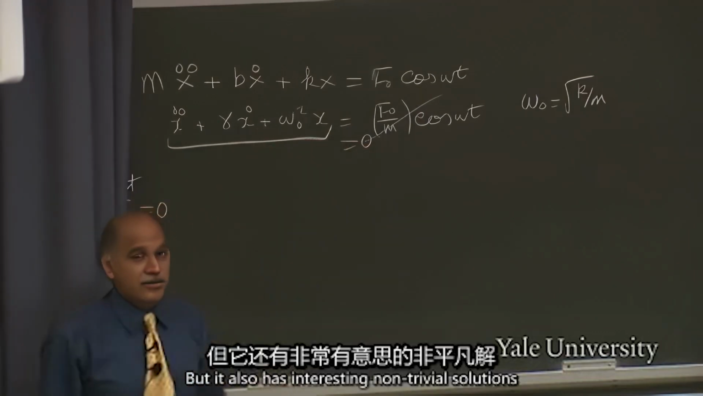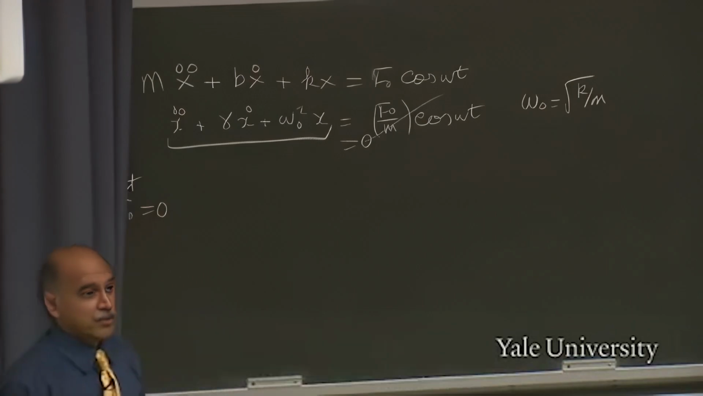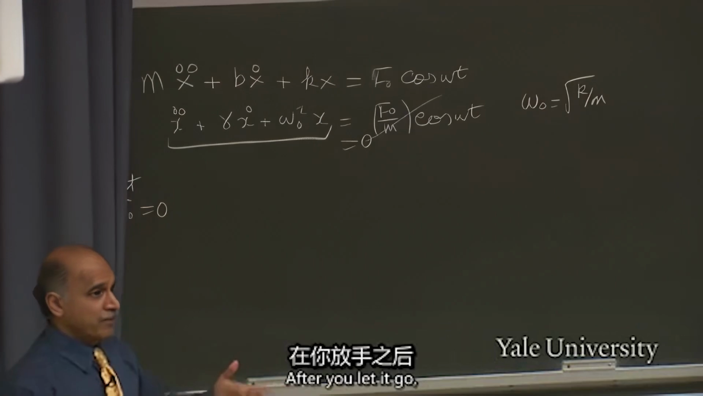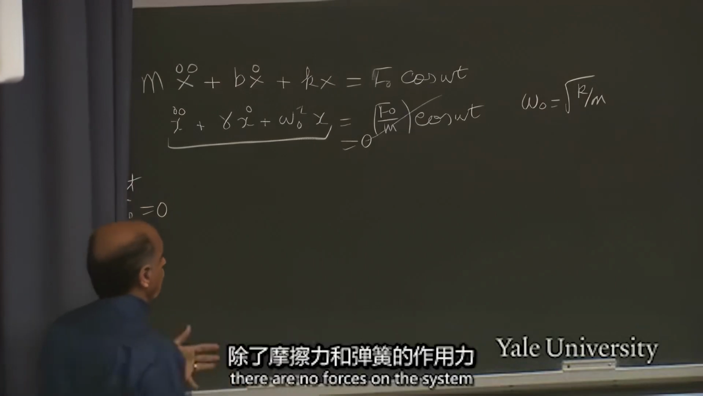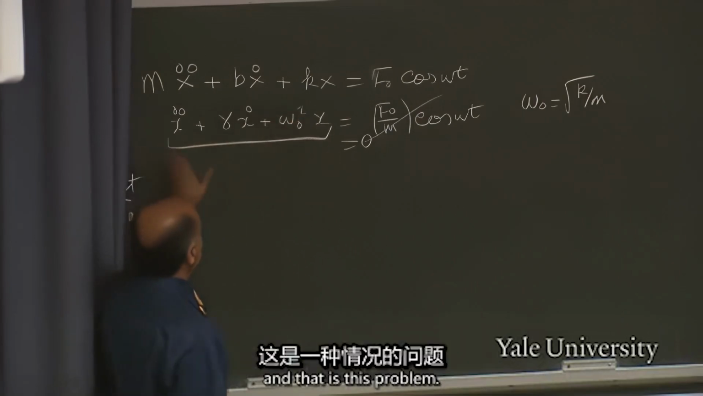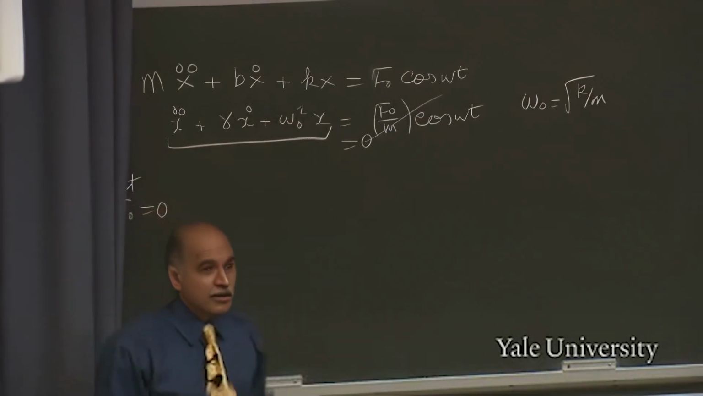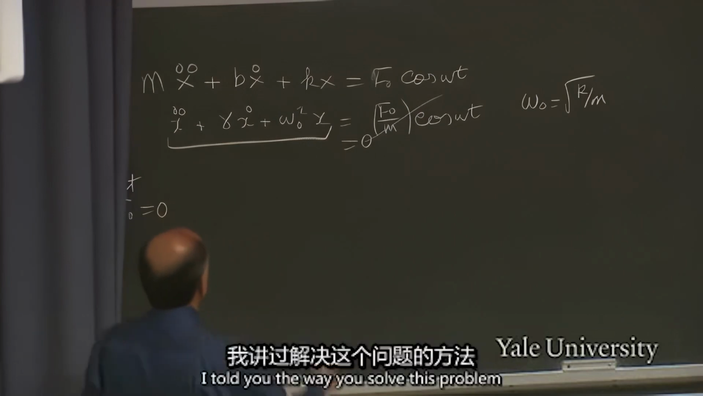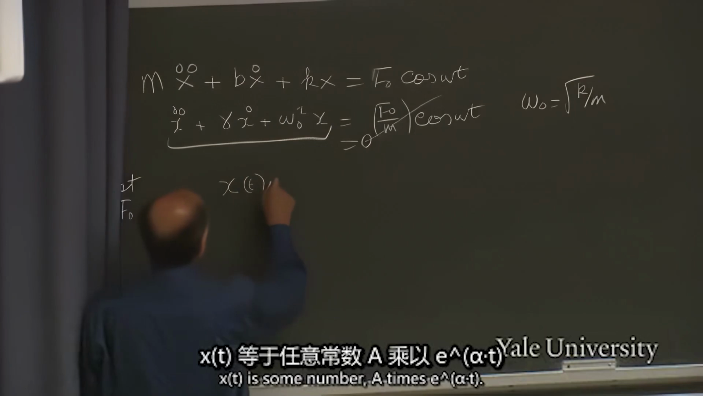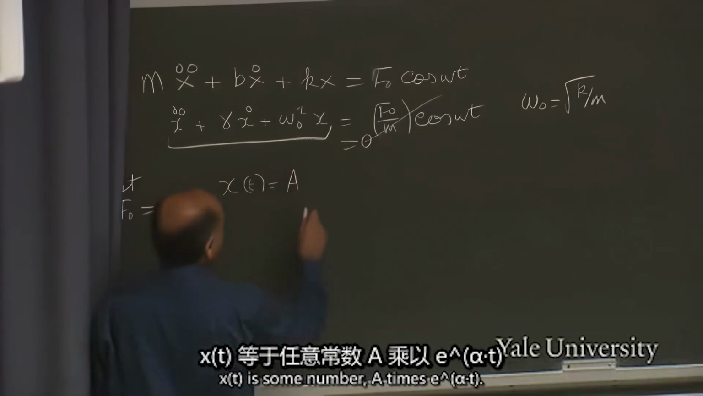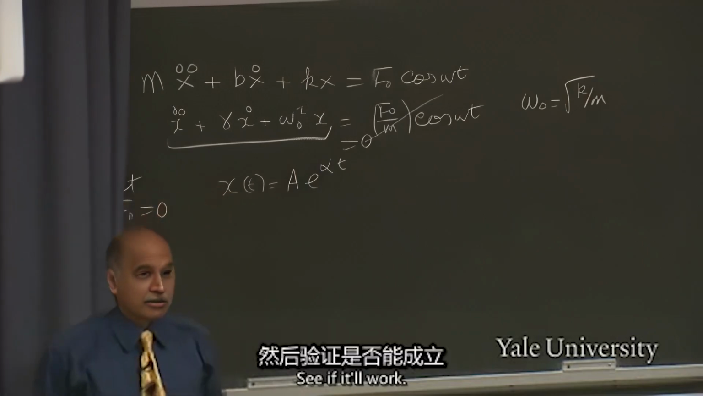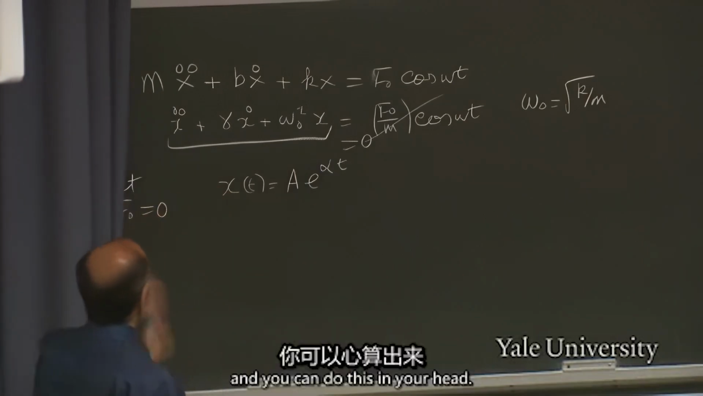But it also has interesting non-trivial solutions, because you can pull the mass and then let it go. After you let it go, there are no forces on the system except the force of friction and the force of the spring. And that is this problem. So how do you solve this problem? I told you the way you solve this problem is you make a guess. x of t is some number a times e to the alpha t. See if it'll work. And you find it'll work, and you can do this in your head.